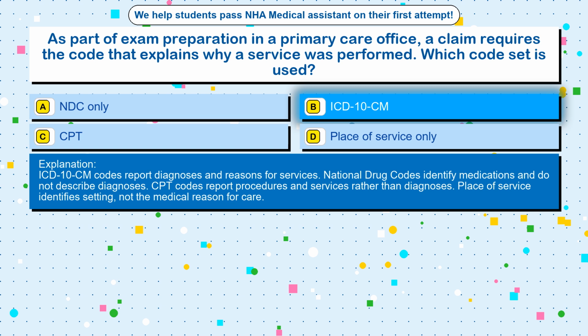ICD-10-CM codes report diagnoses and reasons for services. National drug codes identify medications and do not describe diagnoses. CPT codes report procedures and services rather than diagnoses. Place of service identifies setting, not the medical reason for care.